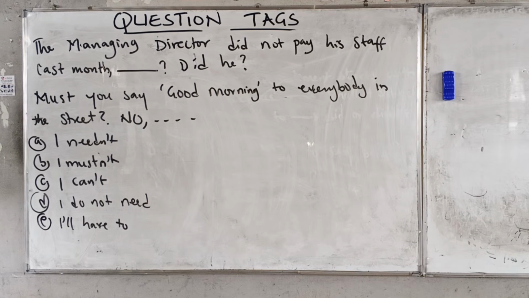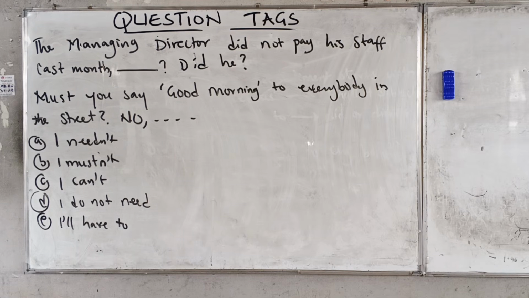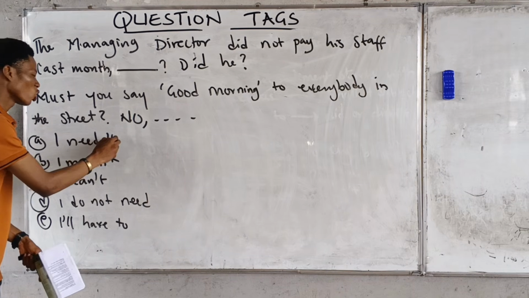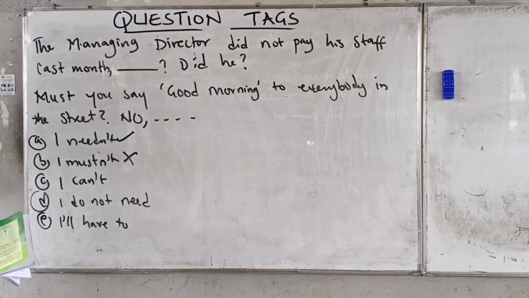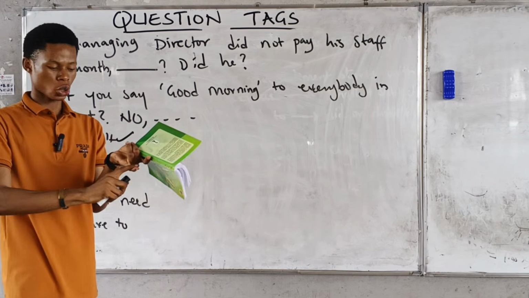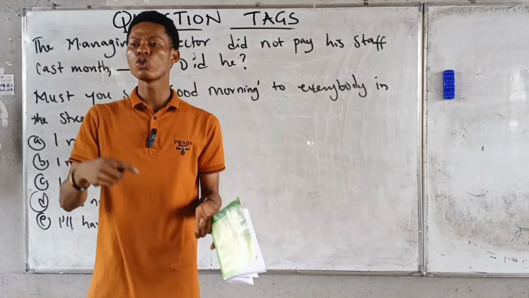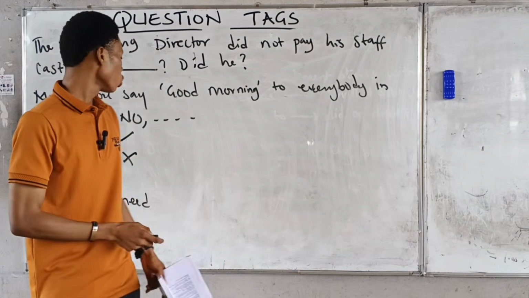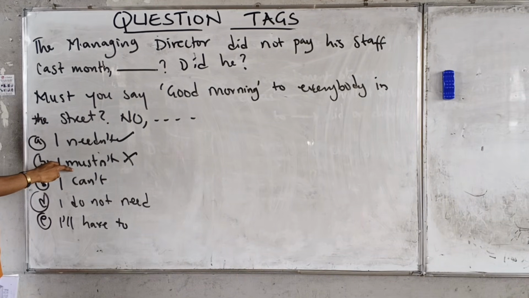All right, so must you say good morning to everybody in the streets? No. The answer is what? No, I needn't. Not no, I mustn't. Rule number what? Rule number 4. Check your rule number 4. When you use must, ought to, should to mean necessary, you use what? Needn't, not mustn't. This one, if you don't see any other rule, you see this one in the exam, because most persons will go with what?